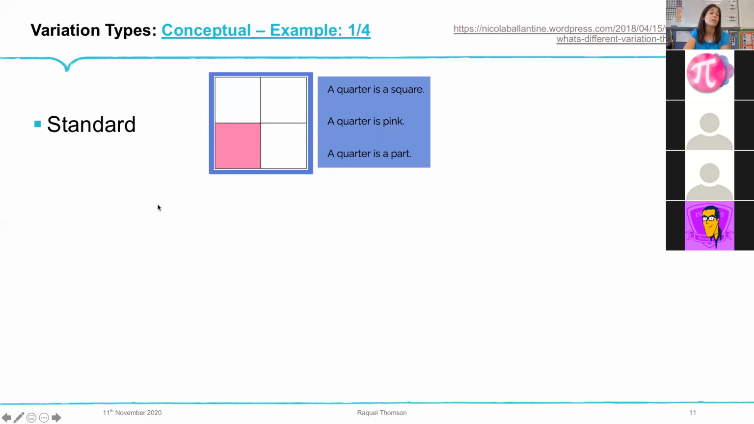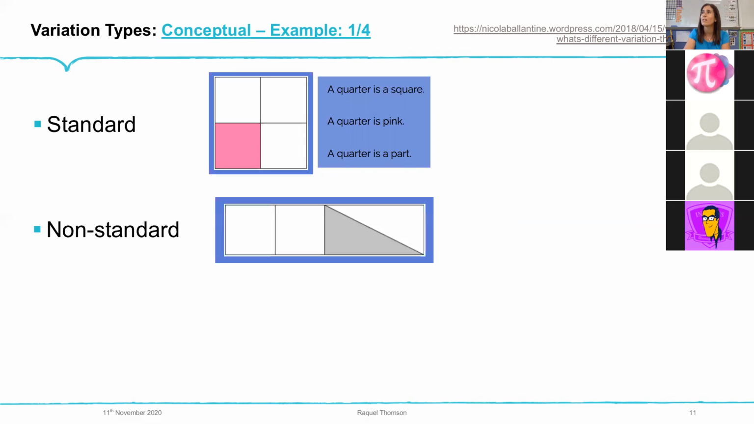And then I might show a quarter in a non-standard way. What we mean with standard is the visual representation that the children are used to seeing, that we tend to show as, oh, that's what a quarter is. That all parts are equal. They look exactly the same. That's the standard visual representation. But a non-standard might look like this. Now, is this a quarter? Is this not a quarter?